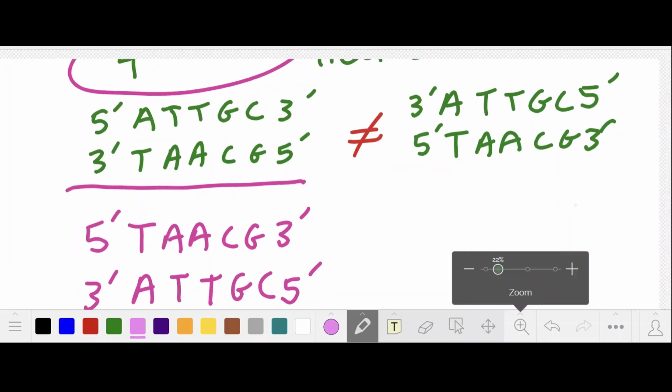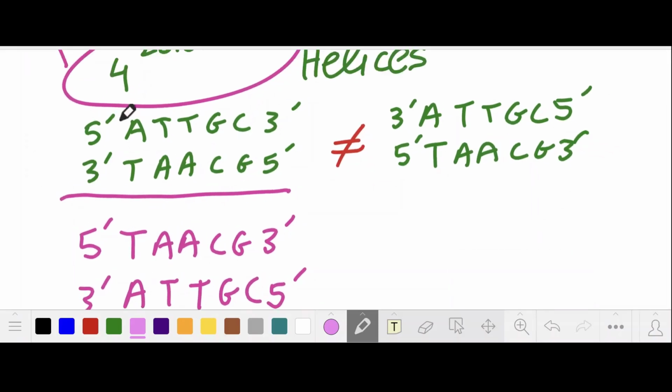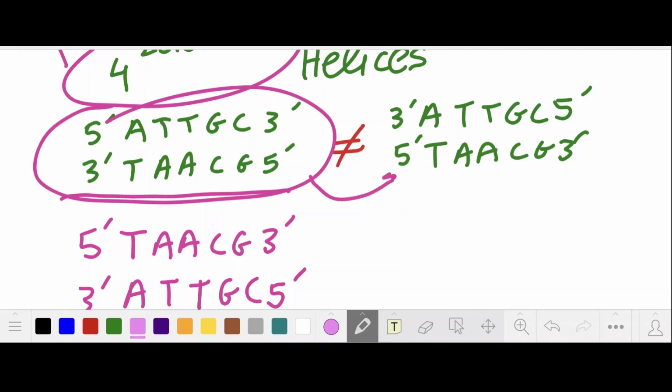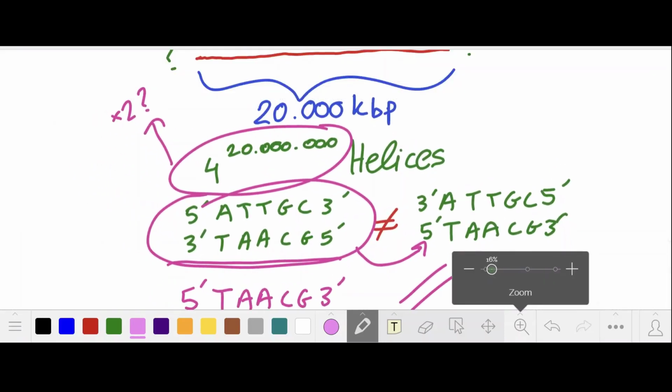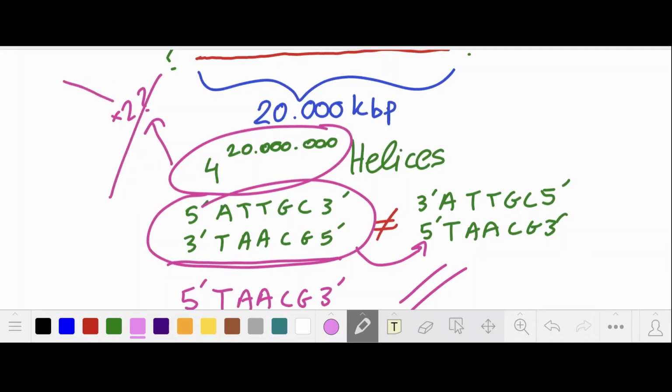Now, if we change the directions in the first double helix, we see that the new helix we get is actually similar to the second one. So if we multiply our result by 2, we double count the helices, which is false. We conclude that the direction of our DNA strands does not matter, and we shall not multiply our result by 2.